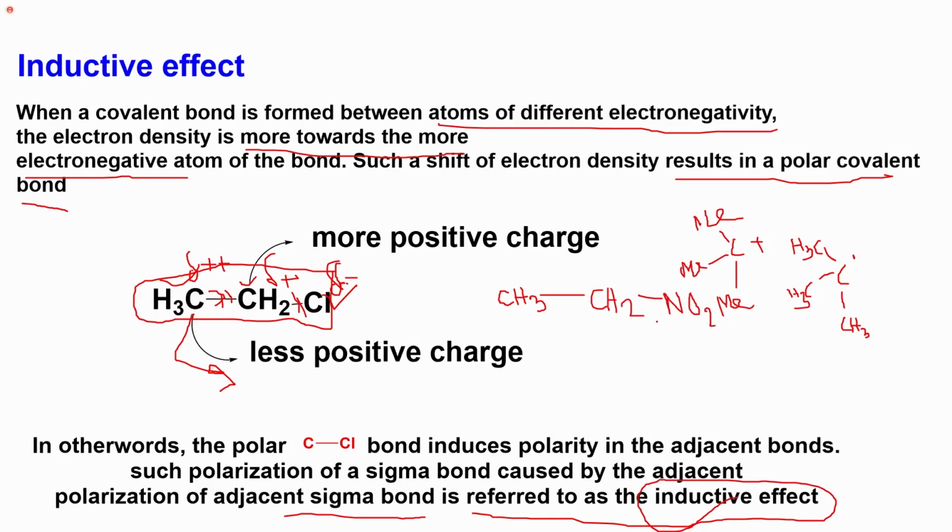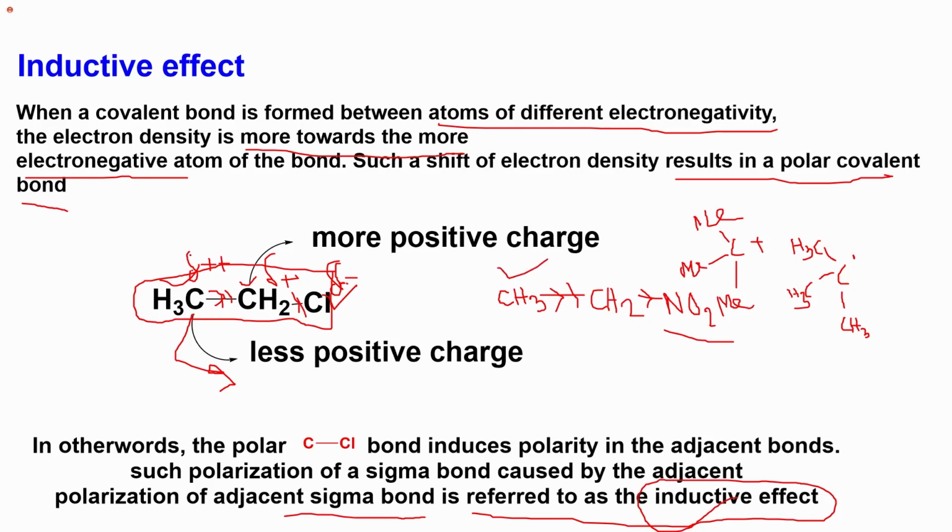Okay, now NO2 is also an electronegative group. So here the electron density is going towards it. NO2 is more electronegative, so it is an electron withdrawing group. This is also known as the electron inductive effect. So for this we can also explain what the inductive effect is, right?